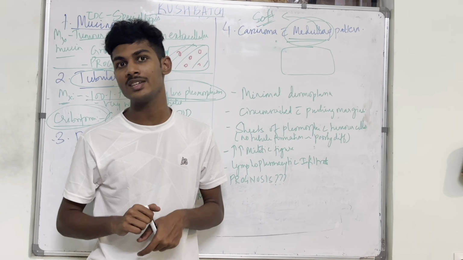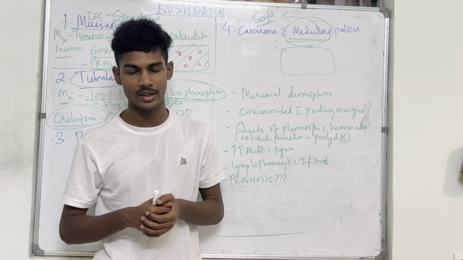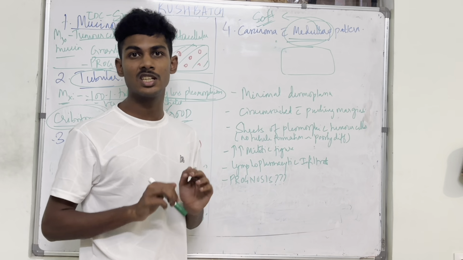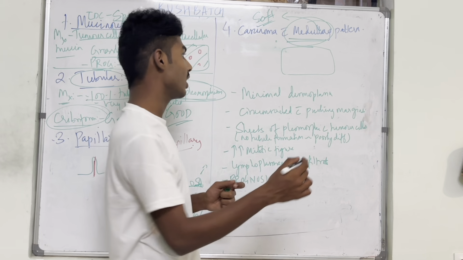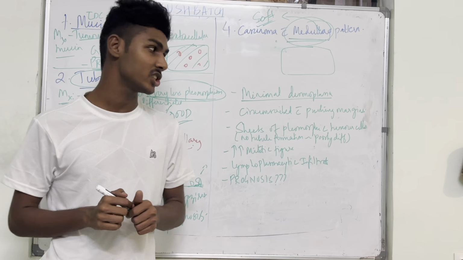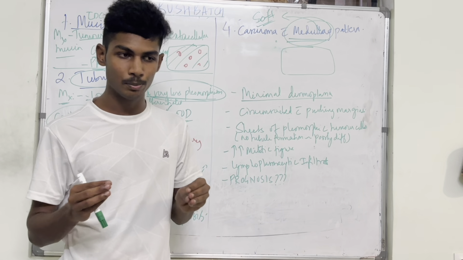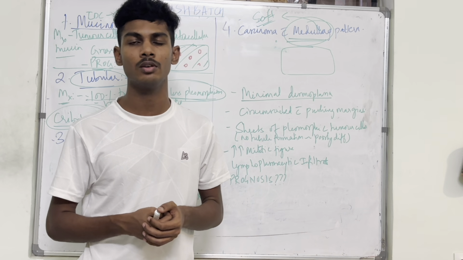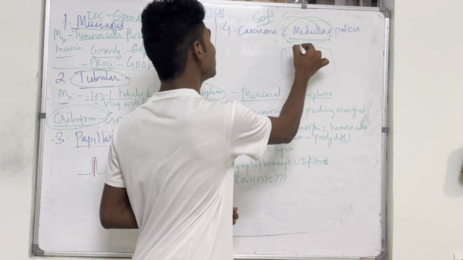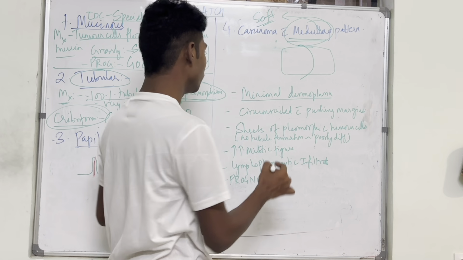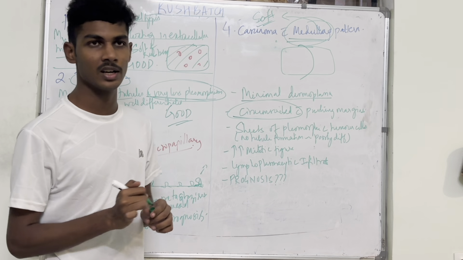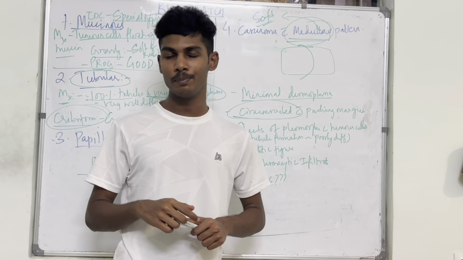So is it more infiltrative or less infiltrative? Less chance of infiltrating. If it is less infiltrative, it is less desmoplastic, so it can show minimal desmoplasia. And whenever a tumor has pushing margins and cannot infiltrate, it should be circumscribed. So this tumor should be a circumscribed tumor. Are you understanding?